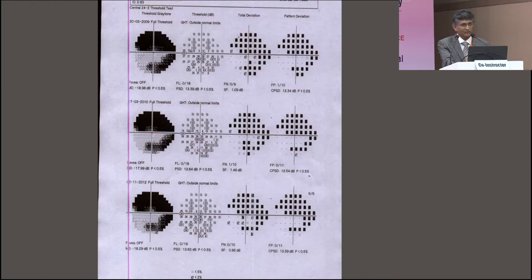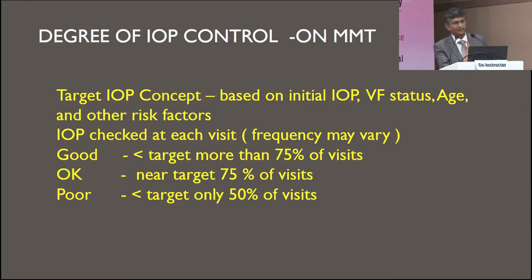Then you come to the next point, that is, what are the pressure levels? You are following the target pressure concept, where you have evaluated and decided that my patient would be likely to remain good or stable at a certain target pressure based on the intraocular pressure, visual field status, age, and other risk factors.